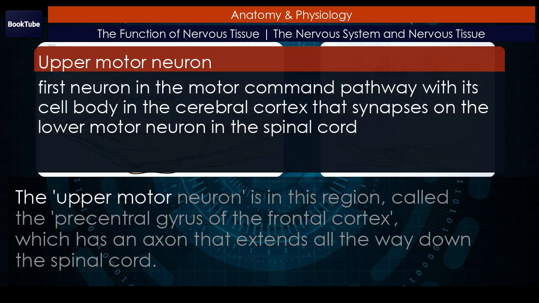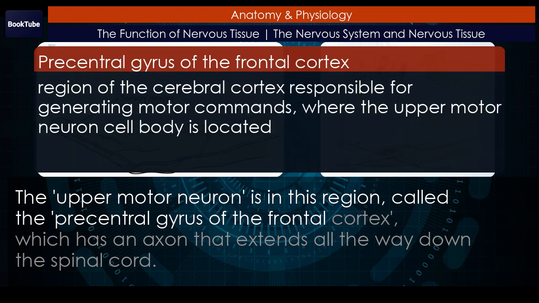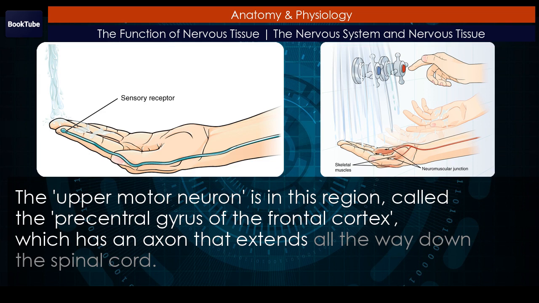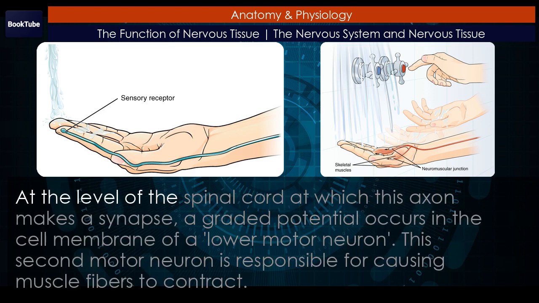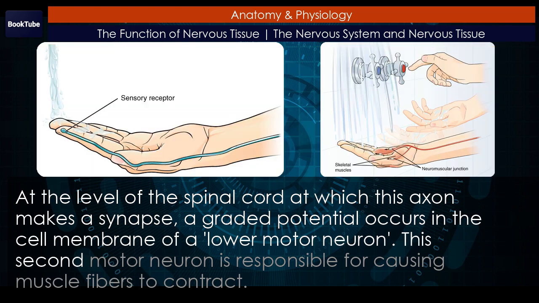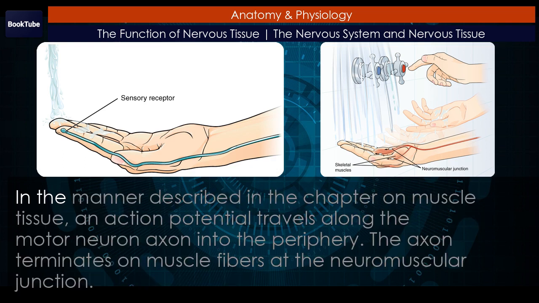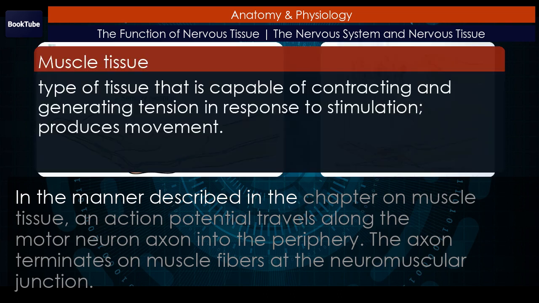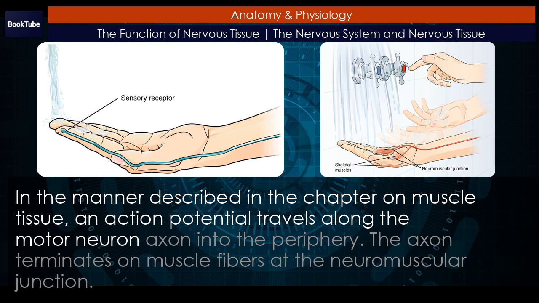The upper motor neuron is in this region, called the precentral gyrus of the frontal cortex, which has an axon that extends all the way down the spinal cord. At the level of the spinal cord at which this axon makes a synapse, a graded potential occurs in the cell membrane of a lower motor neuron. This second motor neuron is responsible for causing muscle fibers to contract, in the manner described in the chapter on muscle tissue. An action potential travels along the motor neuron axon into the periphery.